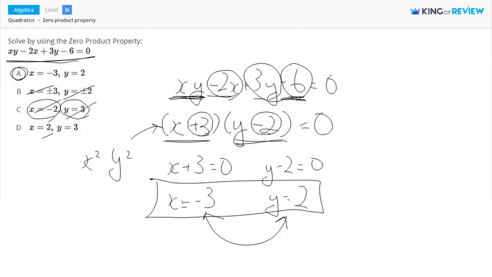What about D? It says x equals 2 and y equals 3. Again, the answers are switched, and on top of that, it's missing a negative. It's missing the negative 3. So this is wrong as well. And that's why the answer to this question is going to be A.